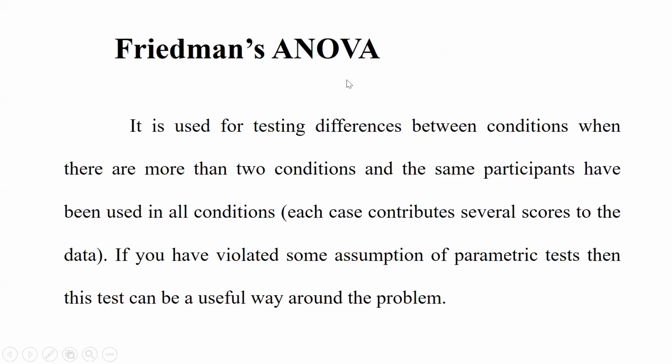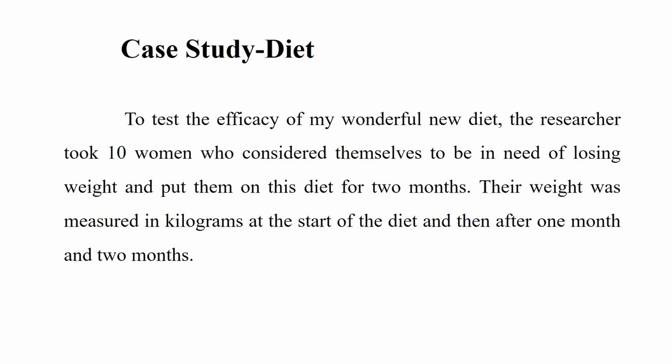In a repeated measures ANOVA, basically we take the same respondent's observations more than 2 times. It is used for testing differences between conditions when there are more than 2 conditions and the same participants have been used in all conditions. Each case contributes several scores to the data. If you have violated some assumptions of parametric tests, then this test can be a useful way around the problem.